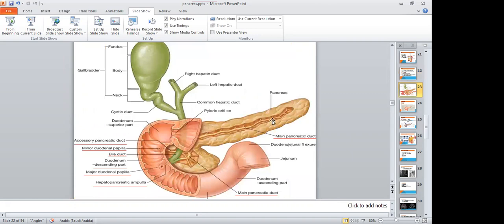This diagram shows the main pancreatic duct, which begins from the tail to join with the CBD and opens at the hepatopancreatic ampulla at the major duodenal papilla. 2 cm proximal to it is the minor duodenal papilla, in which the accessory pancreatic duct opens. This is the accessory pancreatic duct.